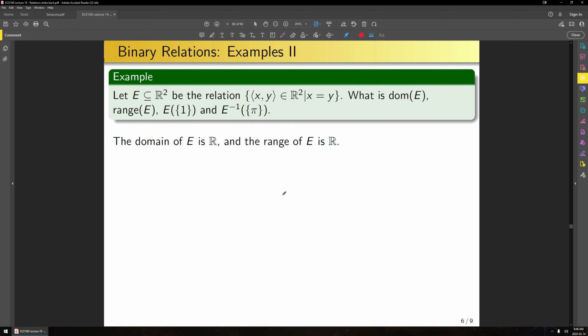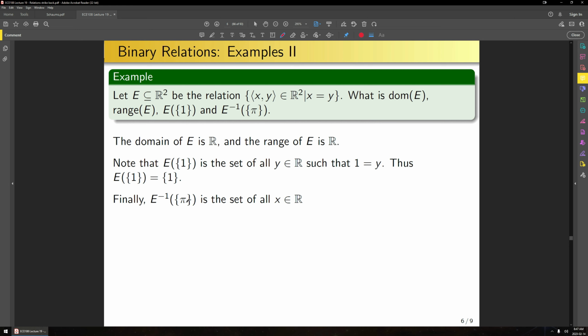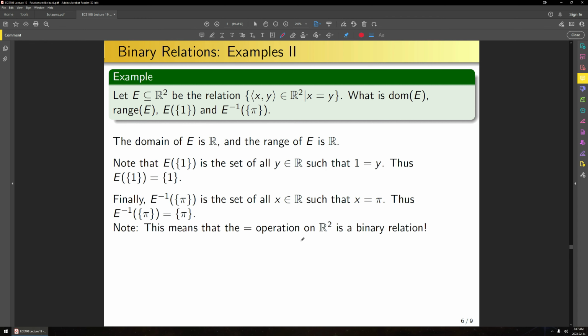So now E1, we have to answer the question, what x's are related to 1, right? So, what y's are related to 1. So what y's in R do we have such that this is true? Well, in this case, under the standard way that we define equals in the real numbers, we know just 1, right? Further, to answer this question, we want to find the y's that are related to pi, or the x's that are related to pi. And of course, yeah, we know how to do that, right? This tells us that equals is also a binary relation.